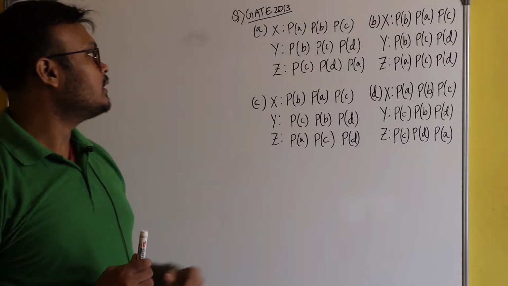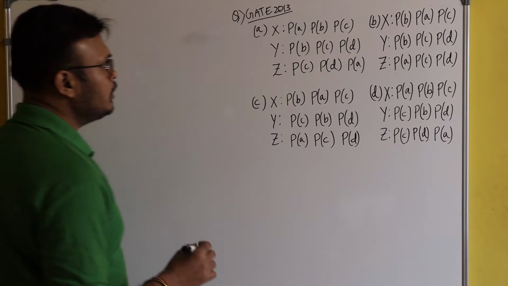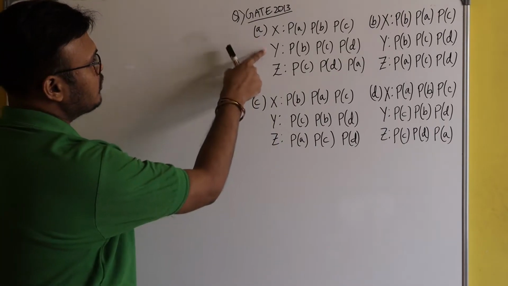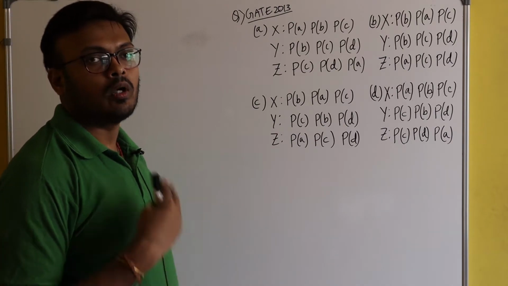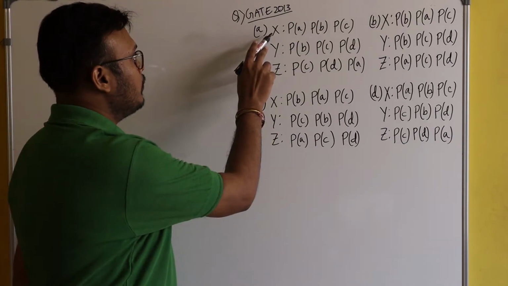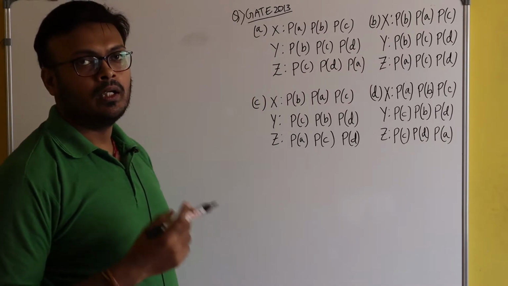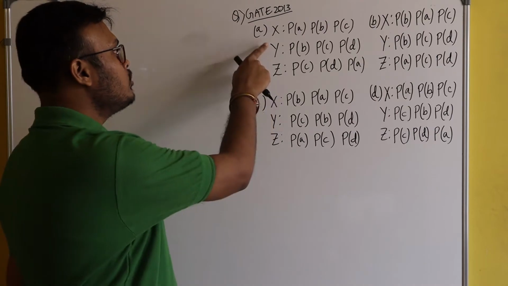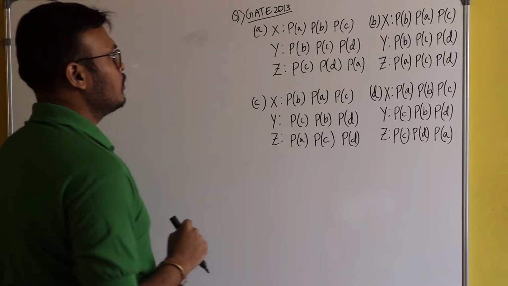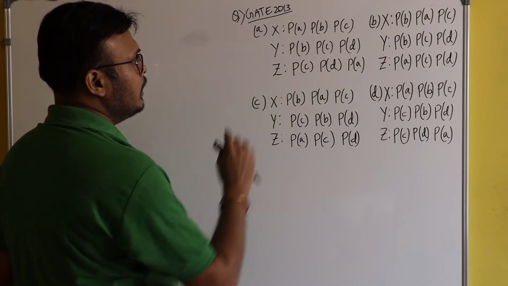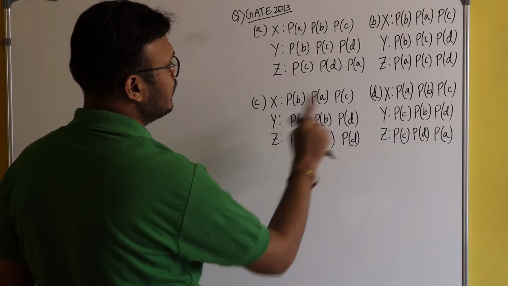What these options are, don't worry, I will explain. In all the options, you can see that I have written X, Y, Z. X, Y, Z indicate the processes. It means there are three processes, X, Y, and Z. Rather than P1, P2, and P3, in the question they have used the terms X, Y, and Z.